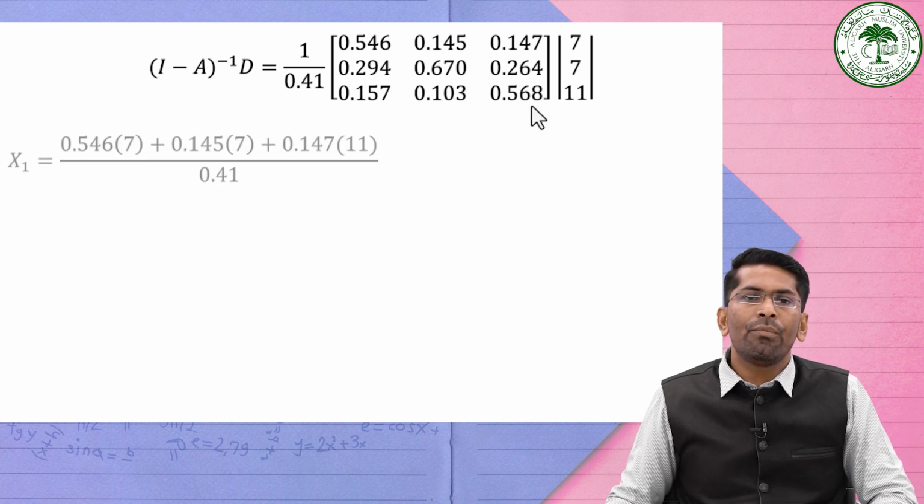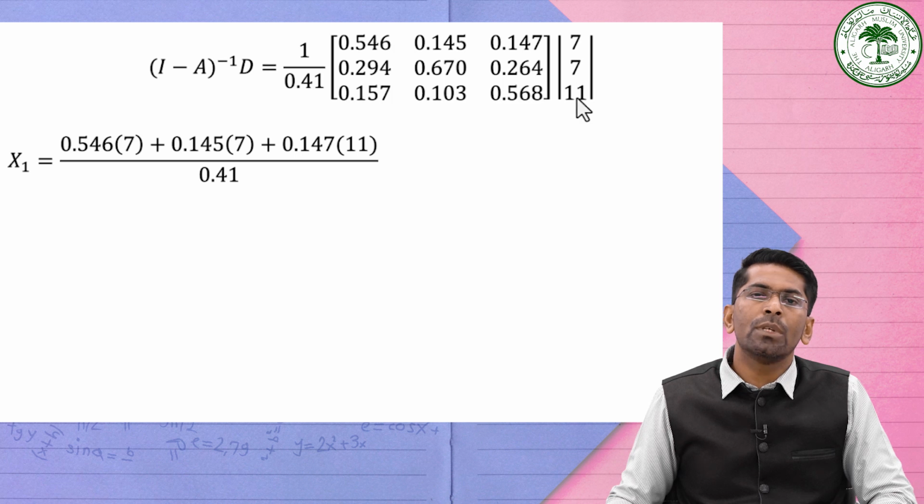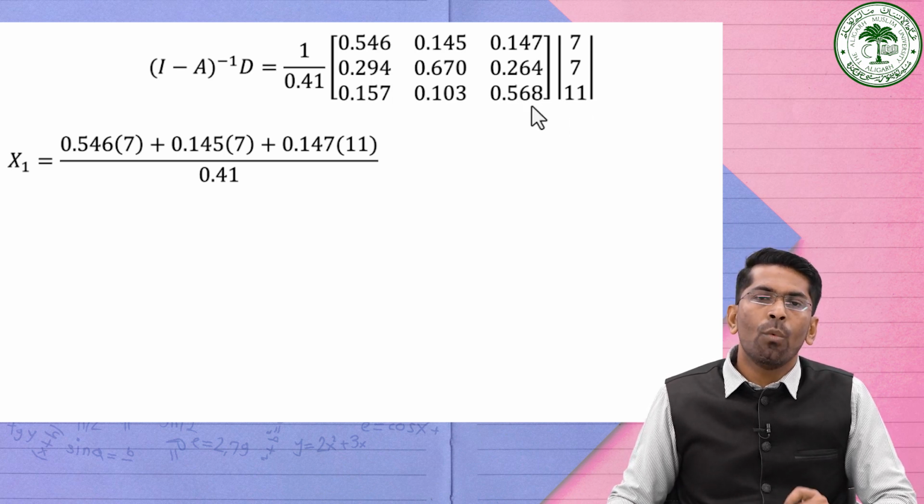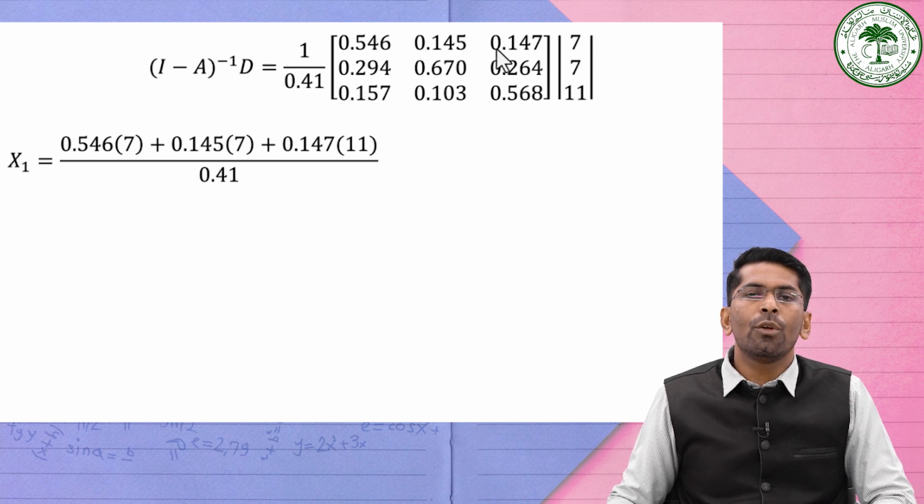Now if you go for simplifying it, first we are going to multiply the first row with this particular column. We have a 3 by 3 matrix and a 3 by 1 matrix, so matrix multiplication is possible, and we will get a 3 by 1 matrix. So the first row we multiply with these column numbers: 0.546 into 7 plus 0.145 into 7 plus 0.147 into 11, divided by 0.41.